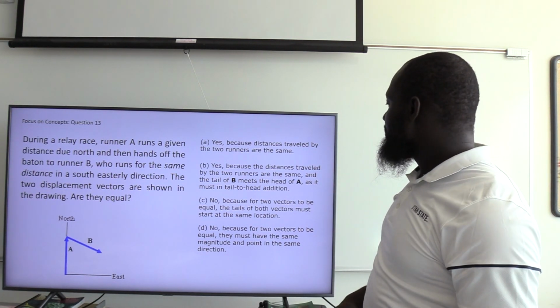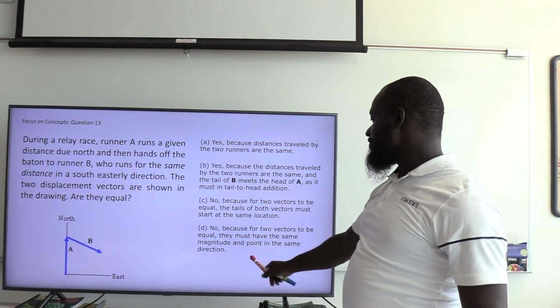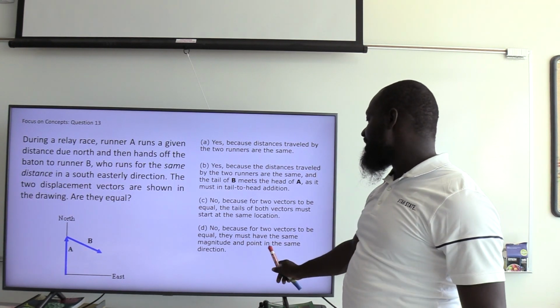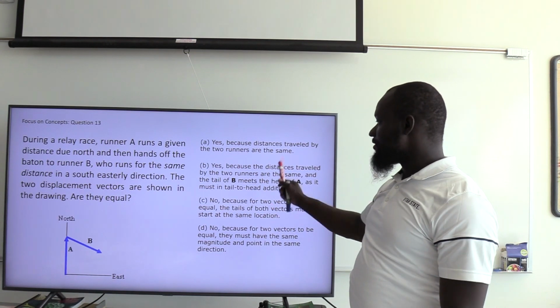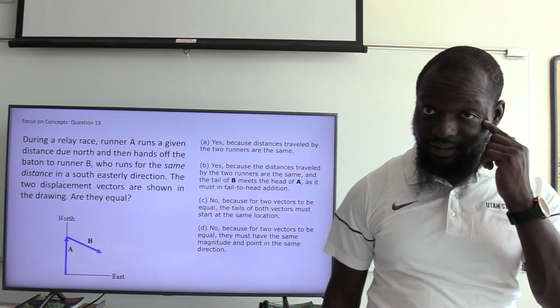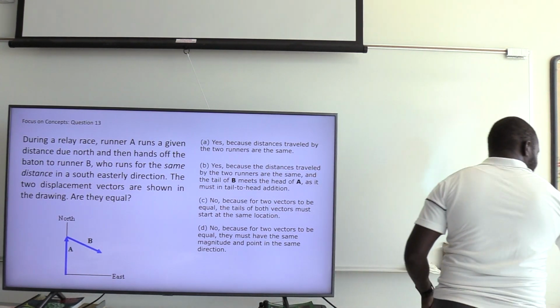So no, because for two vectors to be equal, they must have the same magnitude and point in the same direction. Is that okay? Yeah. So the rest are not correct. Only this D is correct for this one. Okay, next.